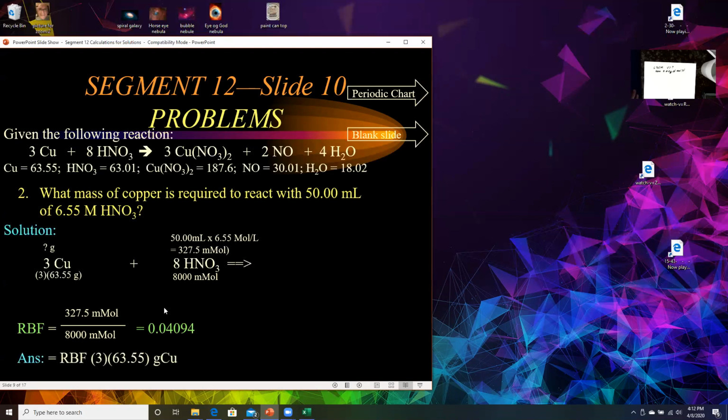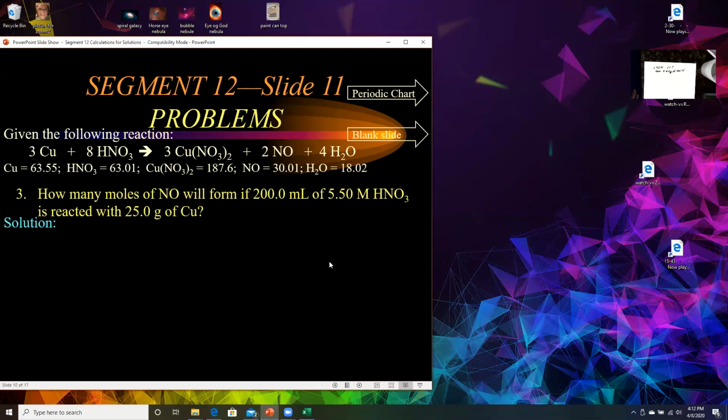My answer now is going to be the rebalancing factor times what I've got under my question mark. That is 3 times 63.55, 7.81 grams. So this is the answer that I would get if I work this problem out the way we've done before. All we've added in doing solution stoichiometry is volume times molarity equals moles.